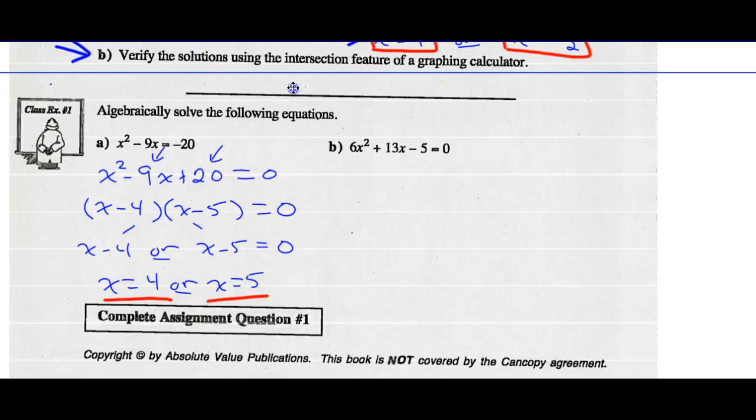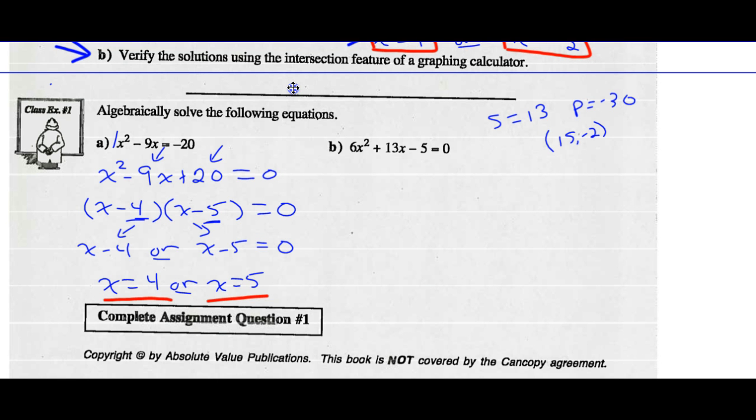Part B is a complex trinomial. So we ask ourselves, what two numbers have a sum of the middle term 13 and a product of the first times the last? 6 times -5 is -30. So what two numbers add to 13 multiply to -30? Well, those two numbers are 15 and -2. And the last question was a simple trinomial. Those two numbers were our factors, -4, -5.